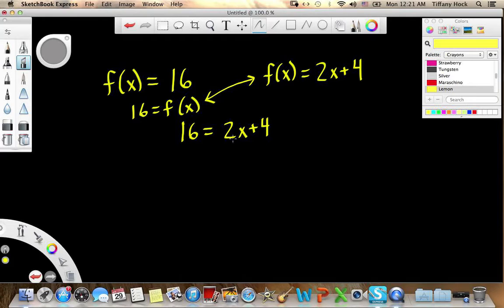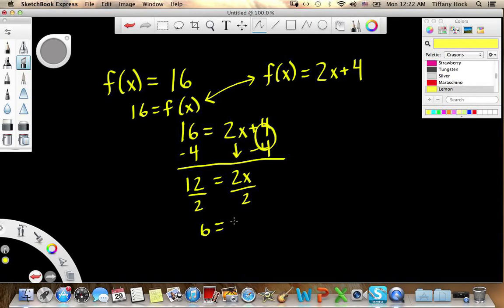So we simply go back and solve this equation to figure out what input could have given us an output of 16. It's a linear equation. We subtract 4 from both sides. 16 minus 4 gives us 12. And we're left with 2x on this side, because the positive 4 and negative 4 cancel each other out. So we're left with 12 equals 2x. We can divide both sides by 2, and 12 divided by 2 gives us 6. So the input that results in an output of 16 would be x equals 6.